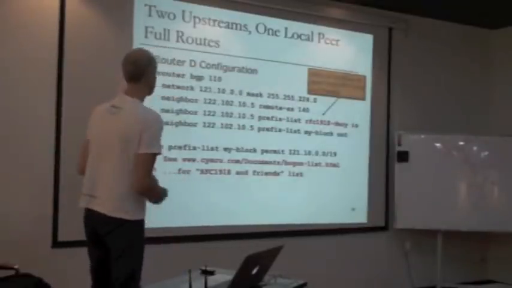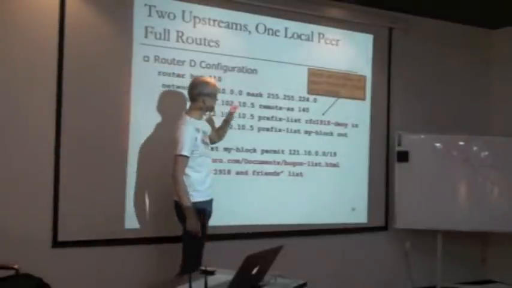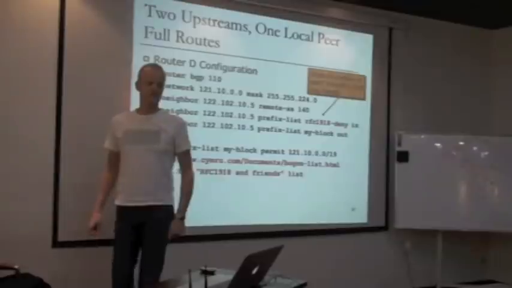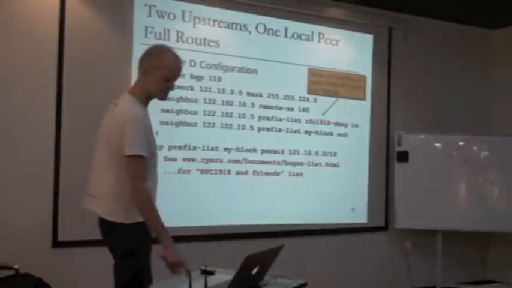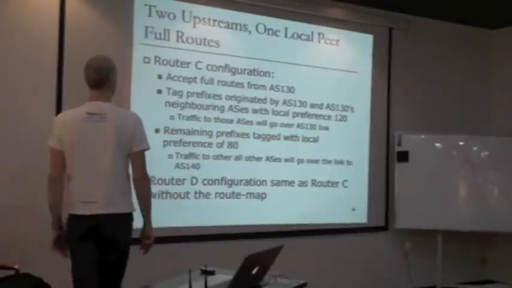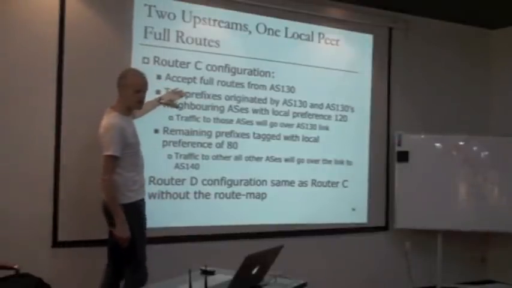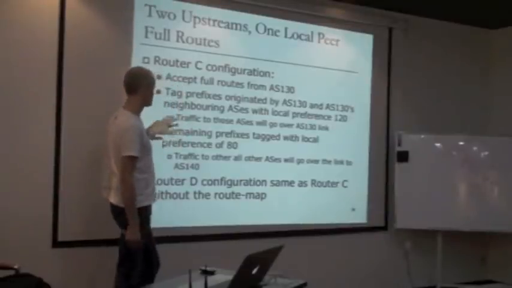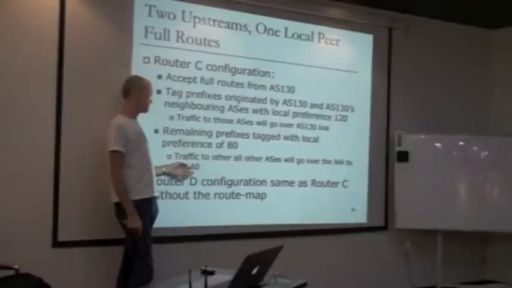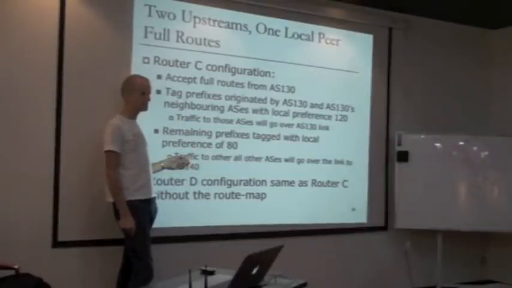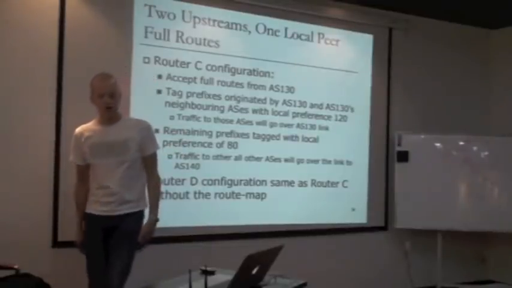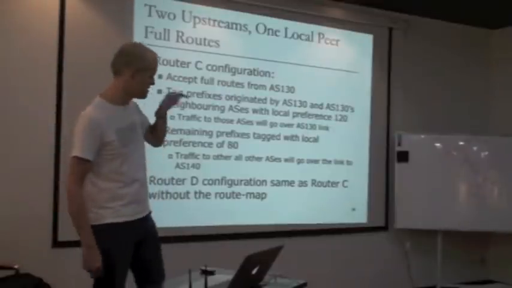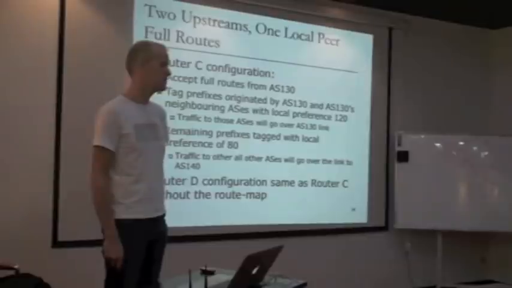Right, so router D, again we just get a full BGP feed and throw away the prefixes that we do not hear on the BGP table. So router C, we accept full routes from 130. Tag prefixes originated by 130 and 130's neighbors. Traffic to those ASs will go over the 130 link. The rest of the traffic will go over the 140 link because it's got local pref 100 versus local pref 80 through 130. So that's how we do it. And all your outbound load balancing is done based on that principle. That's how we do it.